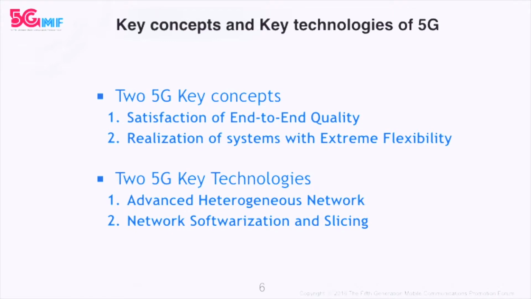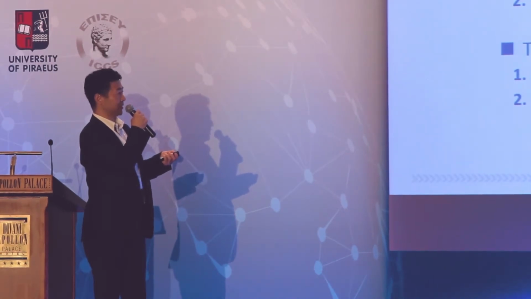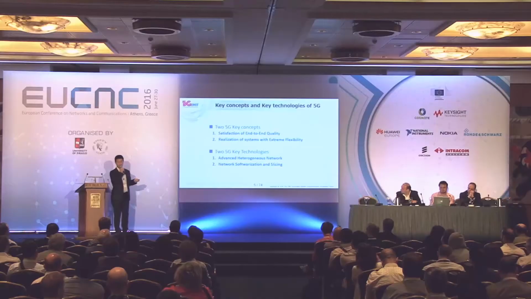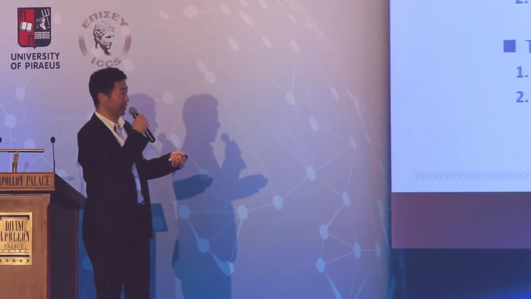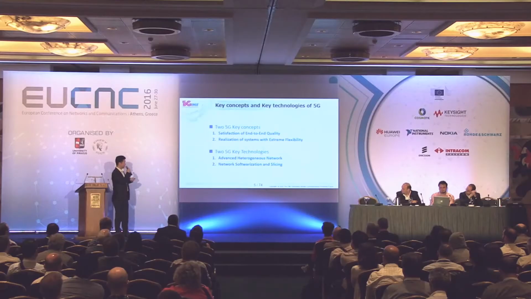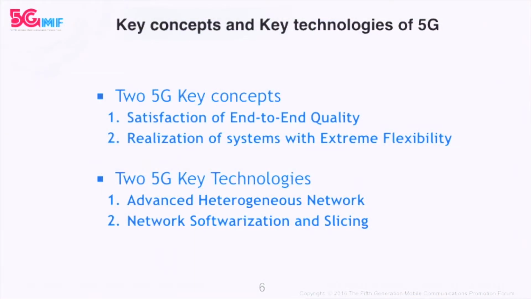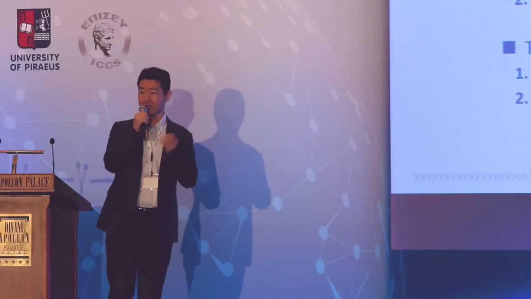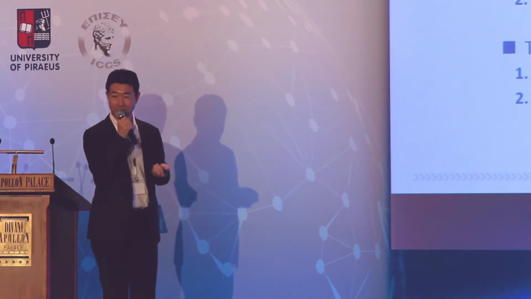And we wanted to deliver very simple messages to people, to the taxpayers, okay? So there are 2 5G concepts: satisfaction of end-to-end quality, and the realization of systems with extreme flexibility. First we talked about flexibility, but I'm willing to put extreme because it's not just flexibility. We want extreme flexibility. I'll tell you why we want to put extreme later. And the 2 5G key technologies: advanced heterogeneous network, and network softwarization and slicing. Previous speakers already talked about network slicing, but what we are thinking about network slicing is slightly different from what other people are thinking, I guess.